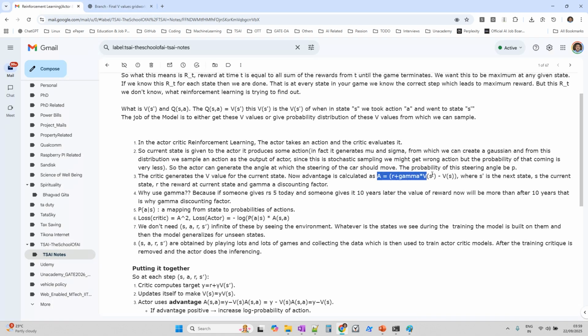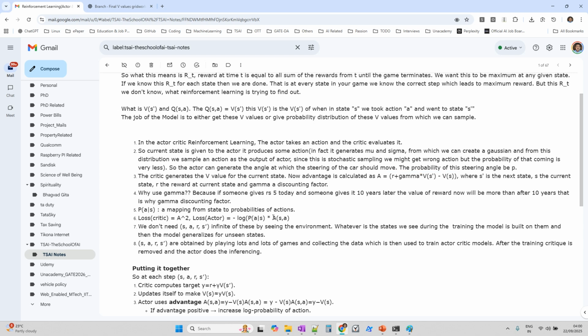Then it calculates the advantage. The critic gets v of s prime and v of s also. With the gamma discounting factor, the reward, and minus v of s, this is the advantage. The loss for the critic is nothing but the mean square loss: this minus this, squared, is the mean square loss.